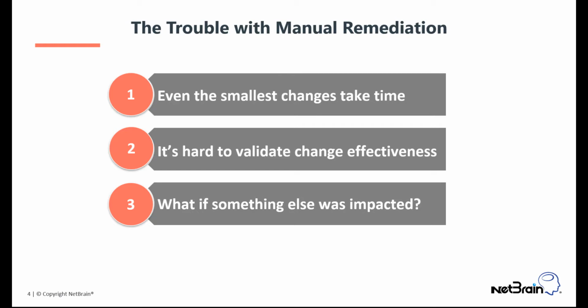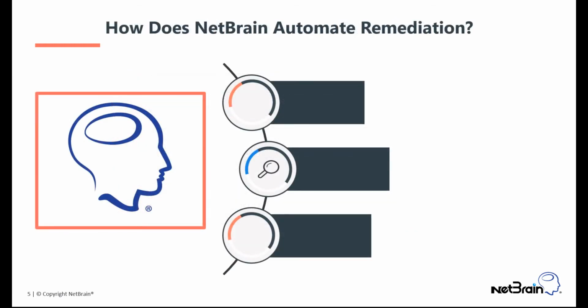NetBrain provides users a means to automate the manual and error-prone aspects of network changes. Using the dynamic map as an interface, users can orchestrate large-scale changes across multi-vendor and multi-technology environments in a way that can be quickly checked and approved.